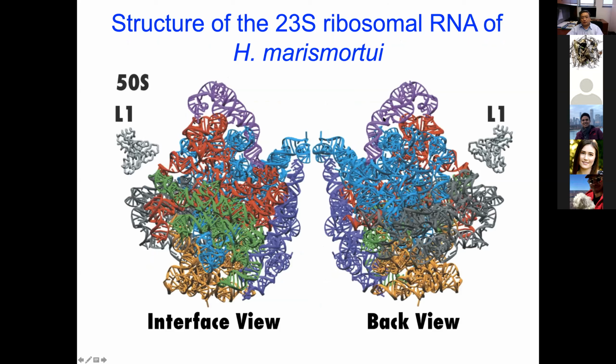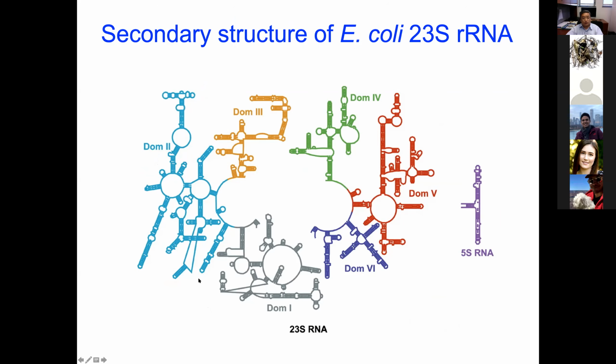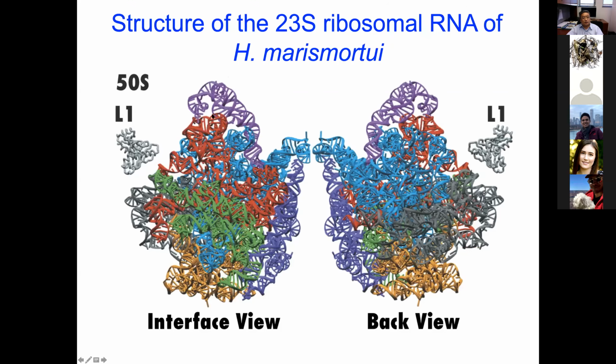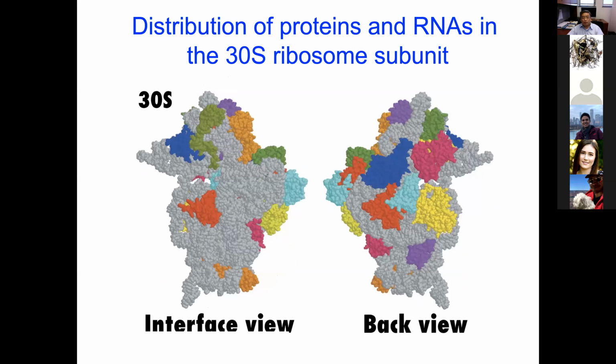So here you see this. Here I show you the 50S ribosome from this bacteria, and you see the ribosomal RNA color coded according to what we show in this picture, and how they fold into the complicated 3-dimensional structure. Compared with the ribosomal RNA, the proteins associated with the ribosome actually look quite small.